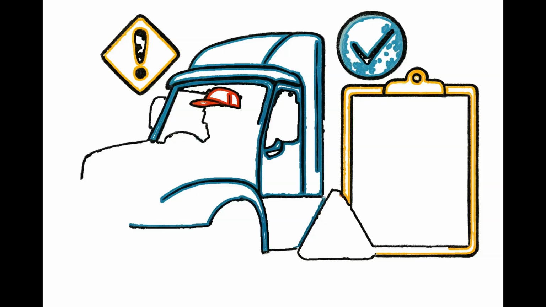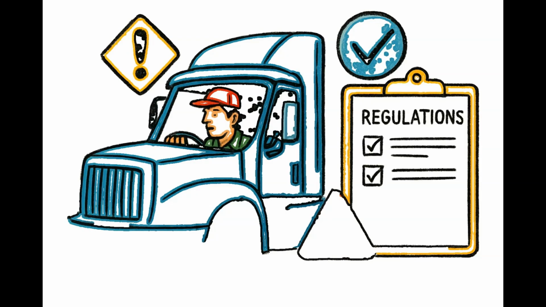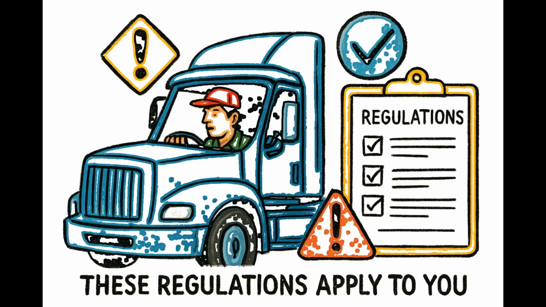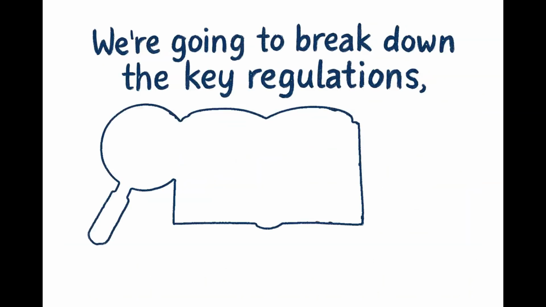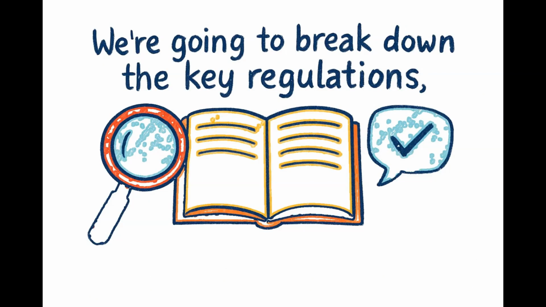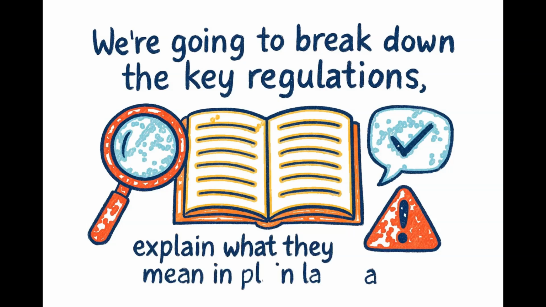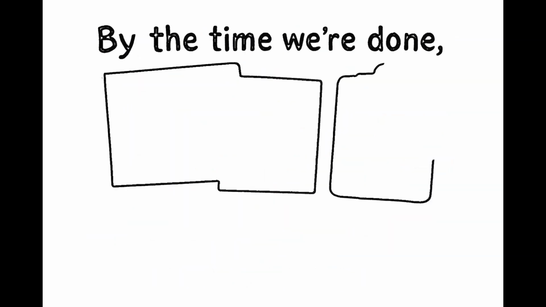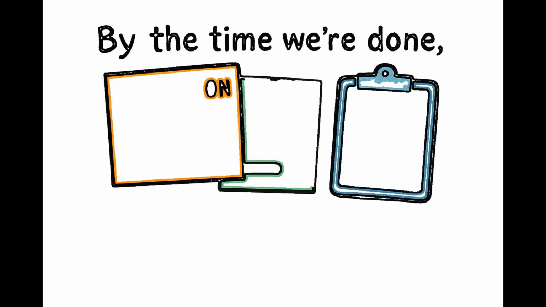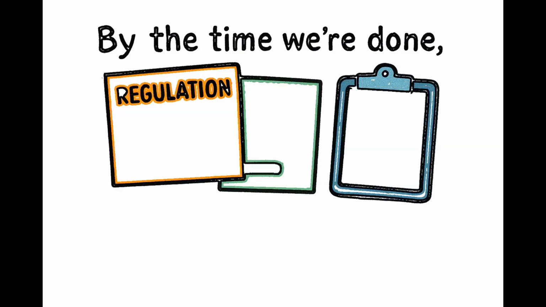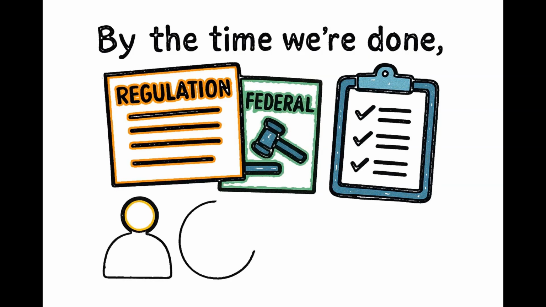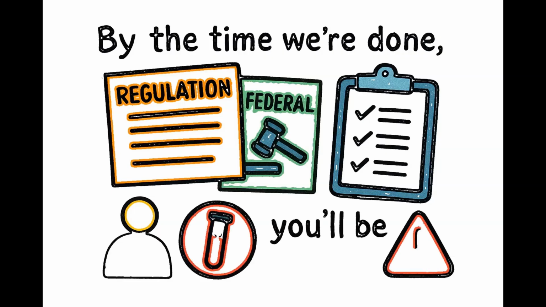Whether you're a company driver or an owner-operator, these regulations apply to you, and knowing them inside and out is absolutely essential. We're going to break down the key regulations, explain what they mean in plain language, and show you exactly what you need to do. By the time we're done, you'll be able to identify the two main federal regulations, explain the difference between them, understand who is subject to testing and when it happens, recognize what they're testing for, and describe the consequences of a violation.